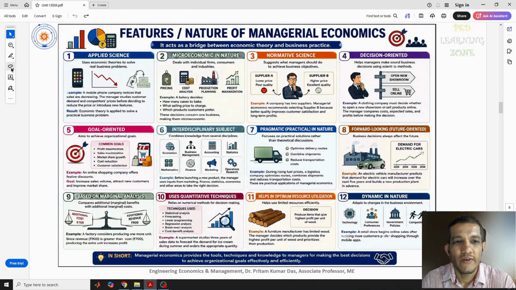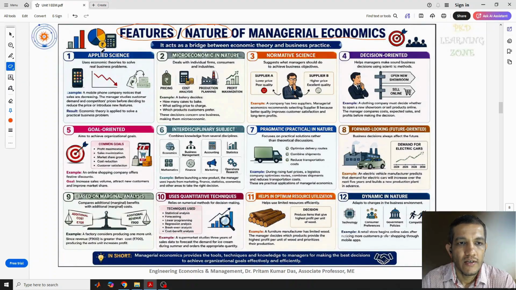In this lecture, we'll discuss the features or the nature of managerial economics. In the last few lectures, we discussed economics and managerial economics and their comparisons, and microeconomics. So all these things we've discussed. Now we'll see what is the nature of managerial economics, or what are the features of managerial economics. We know that managerial economics acts as a bridge between economic theory and business practice. So managerial economics has some natures.